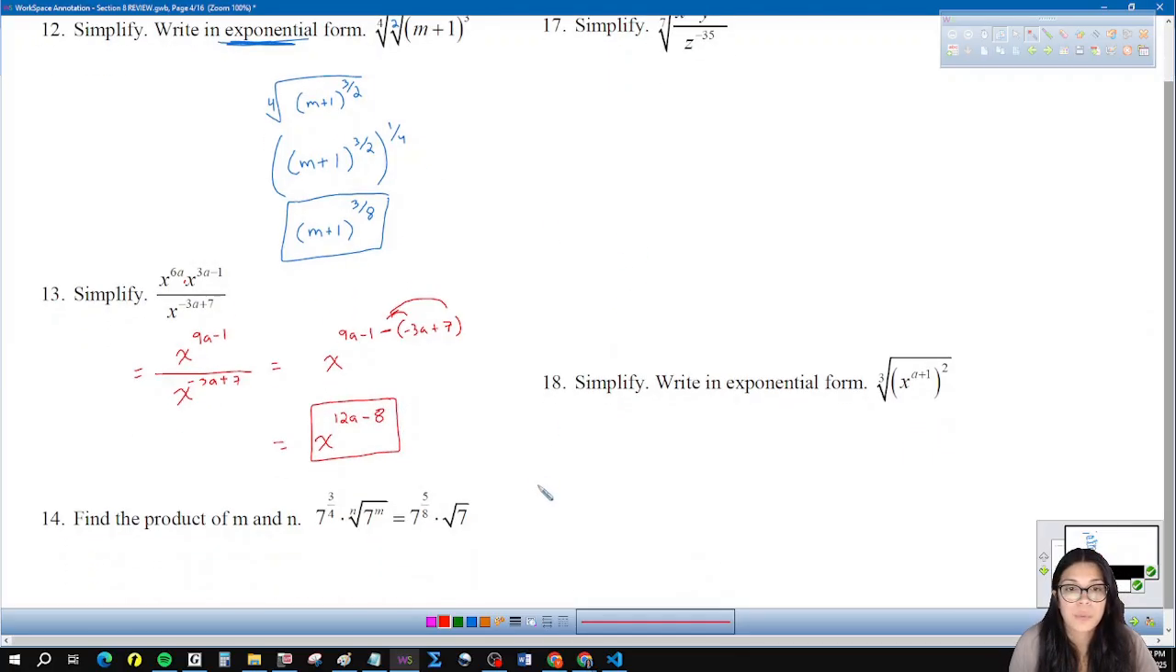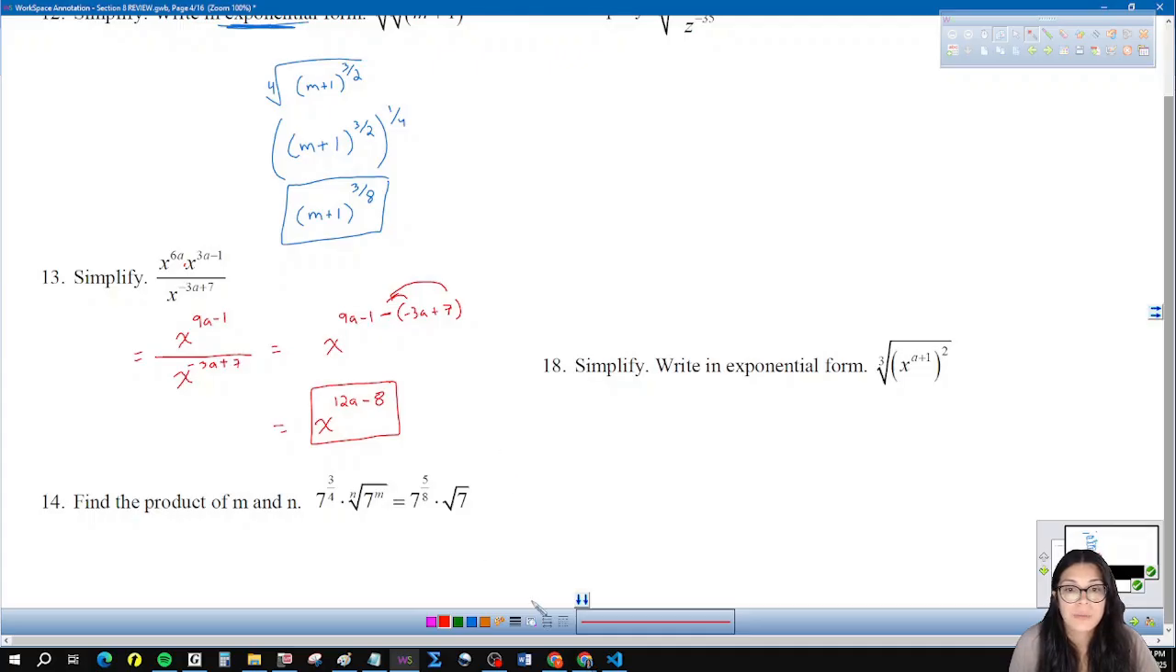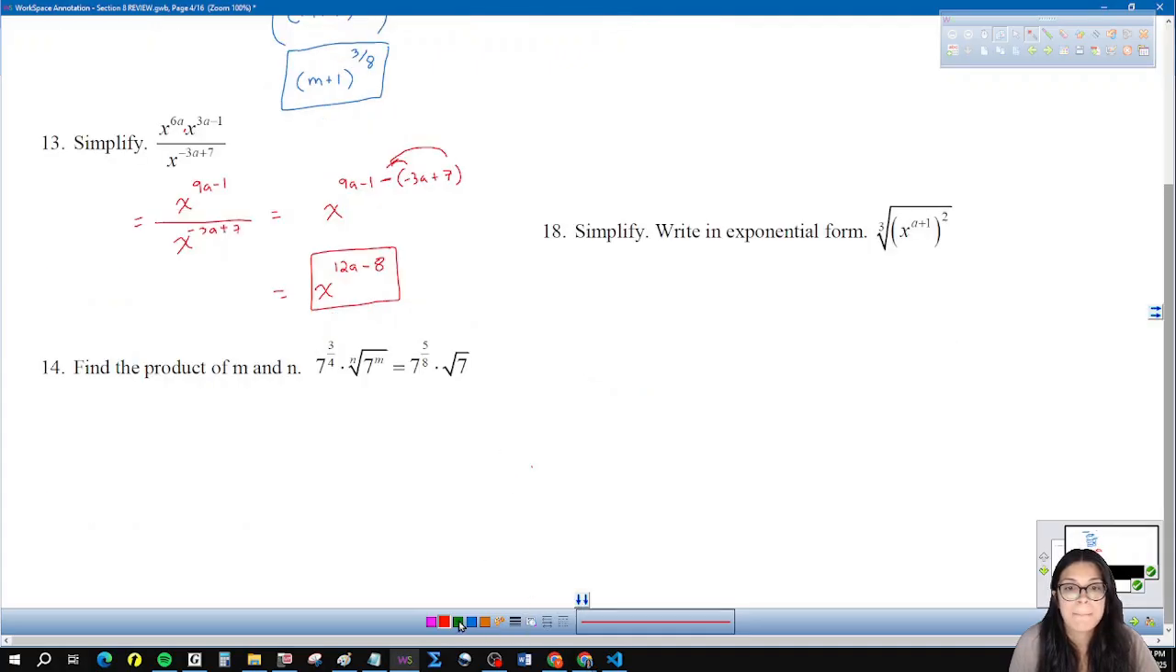Okay, next up, number 14. They're asking us to find the product of m and n. In order to find the product of m and n, I first have to find what m and n are. So let's do this. Notice that we have both radical form and fraction exponent exponential form. So the very best thing to do here would be to get them all to be the same form.